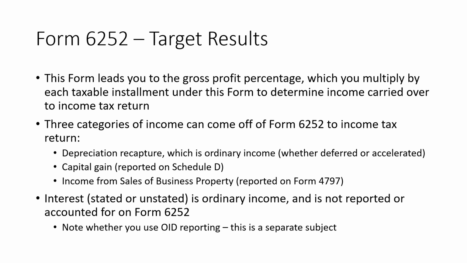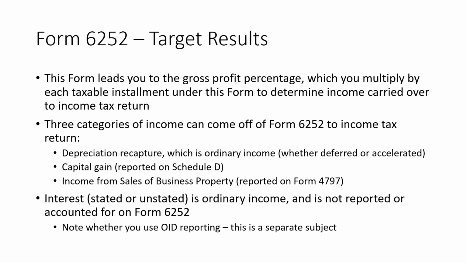Now, generally, there's going to be three categories of income spit off of Form 6252 that'll carry over as appropriate to the 1040, the personal income tax return. The first will be any depreciation recapture, which is ordinary income, whether that depreciation recapture is deferred or later accelerated, maybe due to a related party sale. We also might have capital gain, which gets carried over to Schedule D, and then maybe income from sales of business property that gets carried over to Form 4797.